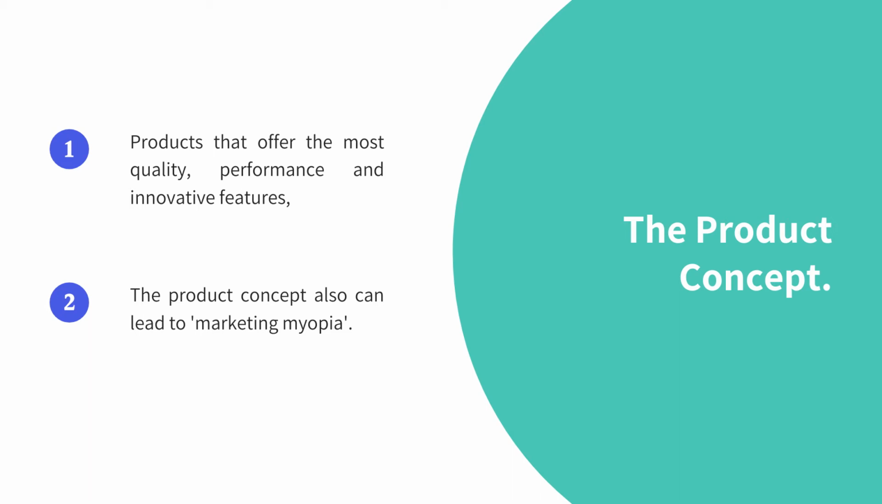If we produce just 10, it's okay, because we know they're going to be awesome and they're going to be really, really different with innovation, with design, with everything that they are looking for in a product. Okay, so in this case, our product is going to be the most important thing for us. But sometimes we can get really excited and commit mistakes. So the product concept also can lead to marketing myopia.